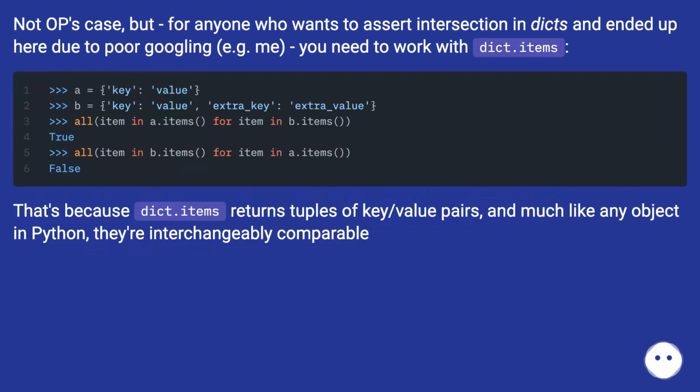Not OP's case, but for anyone who wants to assert intersection in dicts and ended up here due to poor Googling, e.g. me, you need to work with dict.items. That's because dict.items returns tuples of key/value pairs, and much like any object in Python, they're interchangeably comparable.